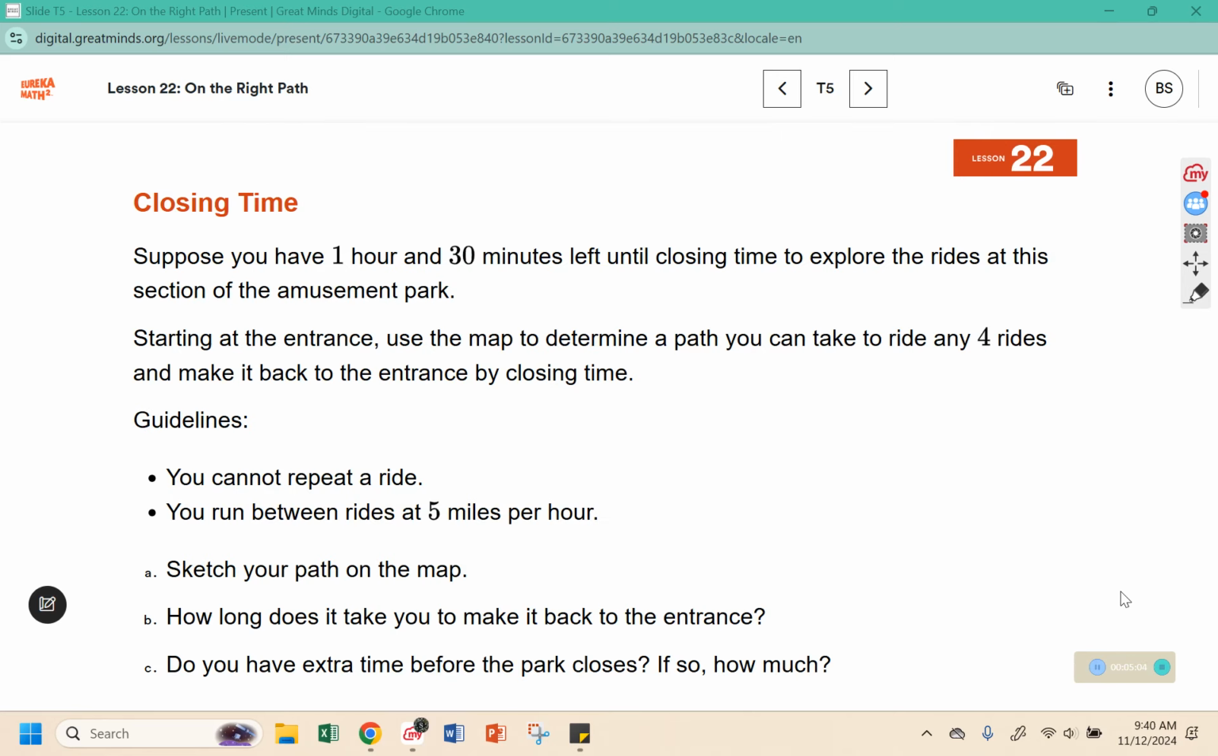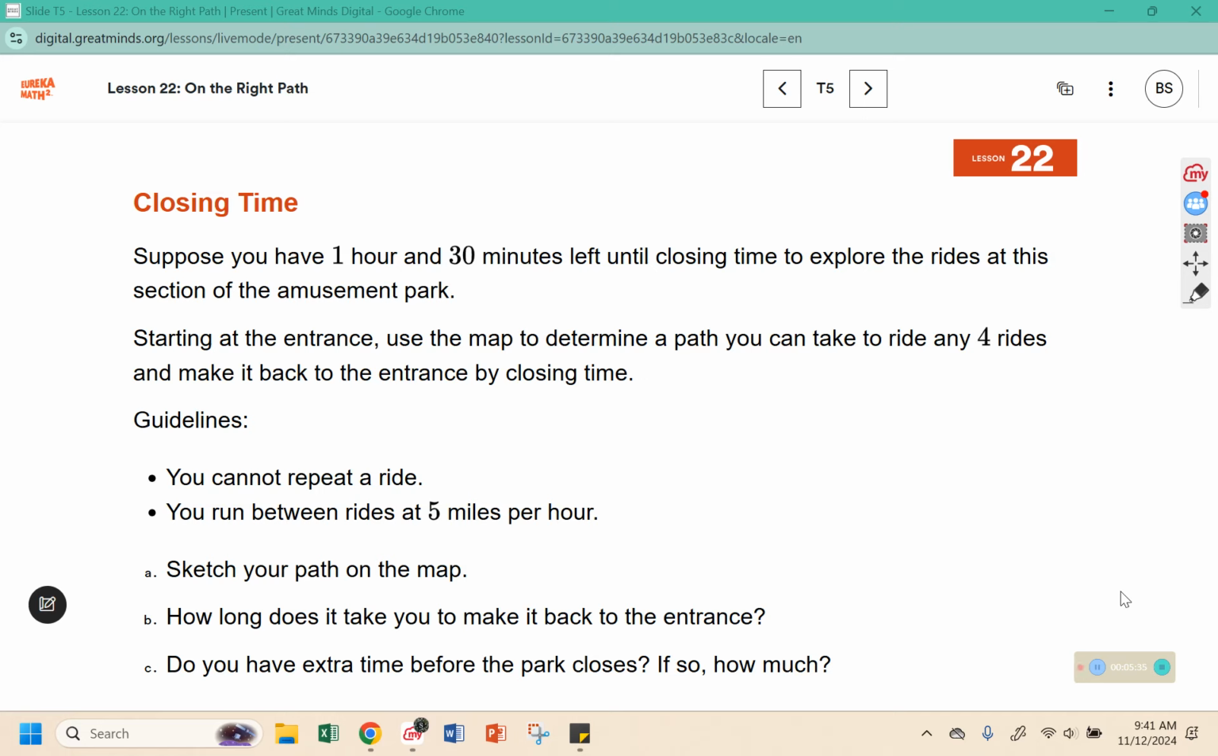Here are your goals or your criteria. It says suppose you have 1 hour and 30 minutes left until closing time to explore the rides at this section of the amusement park. Starting at the entrance, use the map to determine a path you can take to ride any 4 rides and make it back to the entrance by closing time. Here are your guidelines. You cannot repeat a ride, and you run between rides at 5 miles per hour.